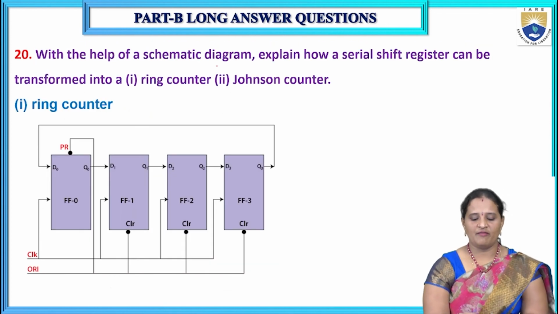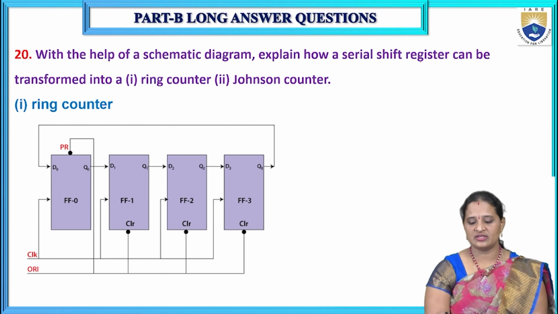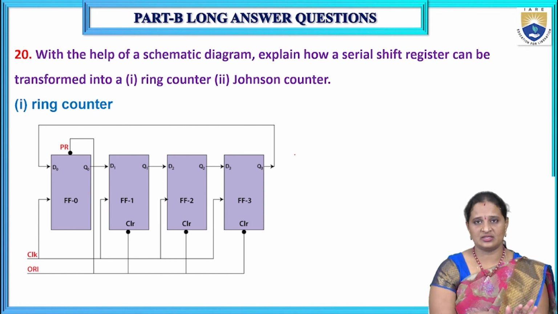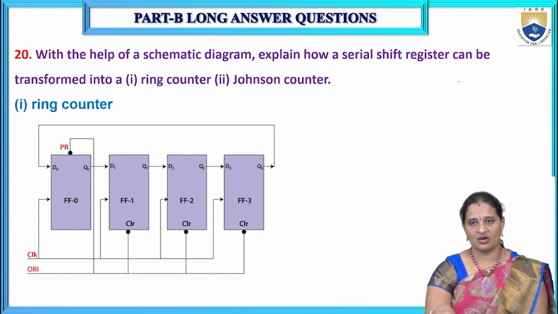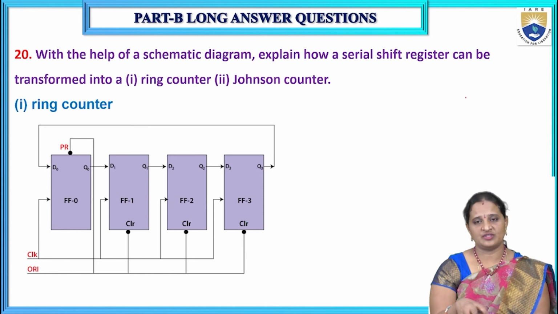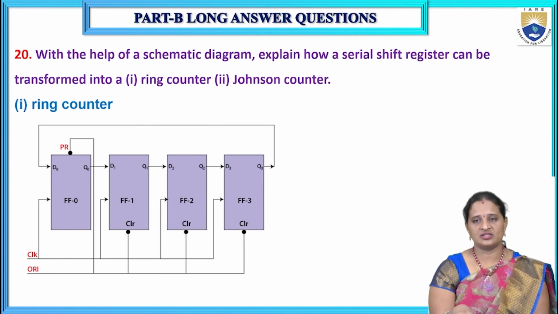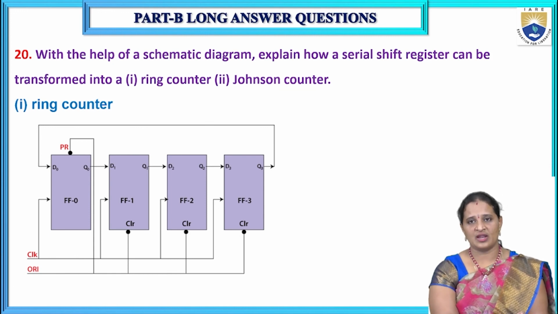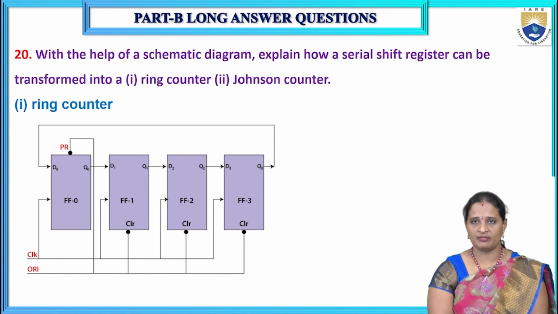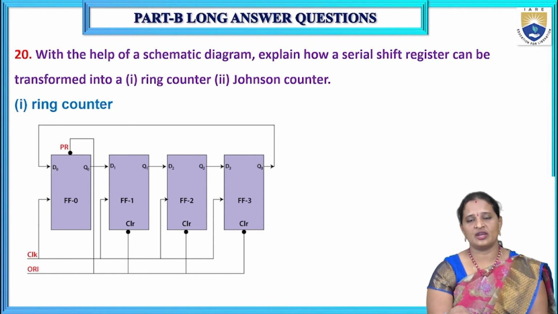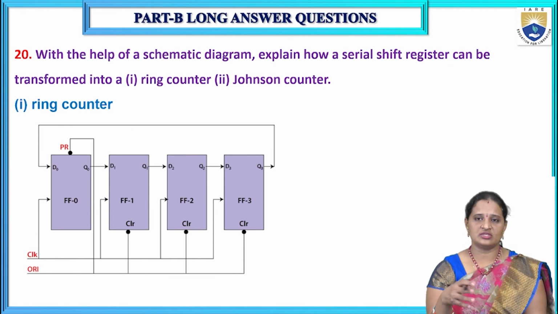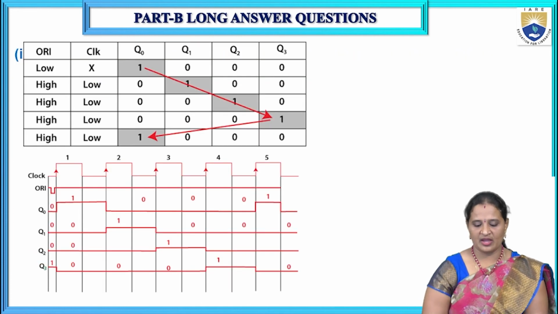Now, with the help of a schematic diagram, explain how a serial shift register can be transformed into ring counter and Johnson ring counter. This we have already discussed, ring counter and Johnson ring counter. It is an application of serial in serial out shift register. Just draw the serial in serial out shift register and connect the Q output of the last flip-flop to the first flip-flop input. So it will be converted into a ring counter. For Johnson ring counter, Q bar will be connected instead.